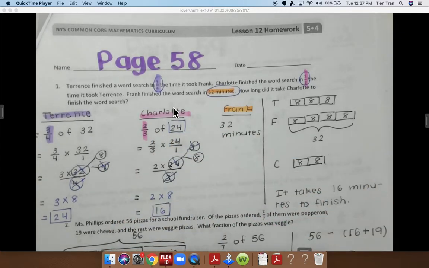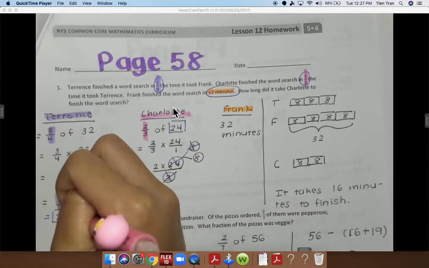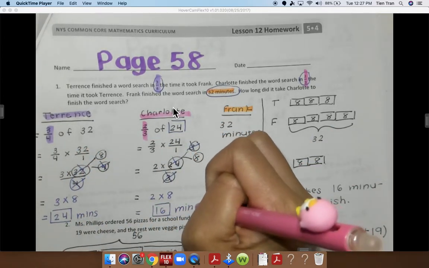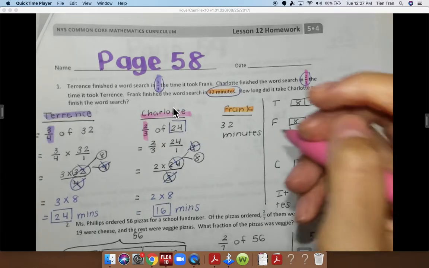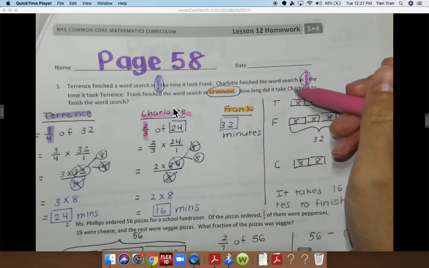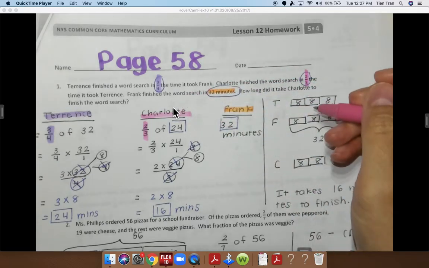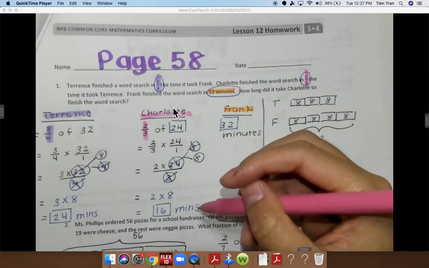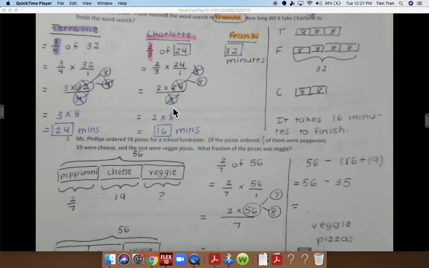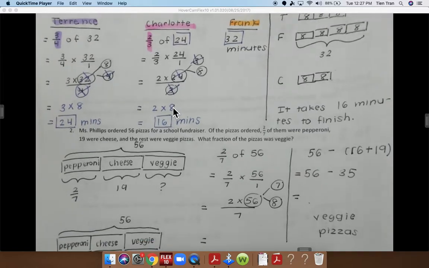So now I have all of the minutes it takes them. It's 24 minutes for Terrence, 16 minutes for Charlotte, and 32 minutes for Frank. So now what I'm going to do is, it asks me how long did it take Charlotte to finish the word search. So right here I'm looking at Charlotte and it took her 16 minutes to finish, and that is my final answer. For the next problem, I have problem number 2.